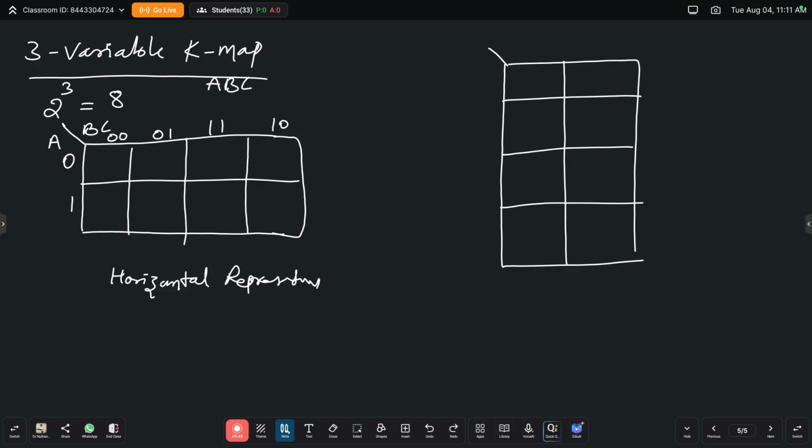Every cell movement, only 1 bit will be changing. So 0 0, 0 1, 1 1, 1 0. Are you following? Otherwise, you can go with your numbers. You can understand. For example, I will tell you how to do this. 0, 0, 0. How much? 0.